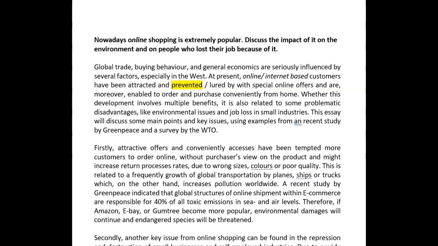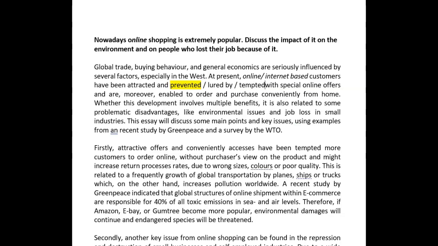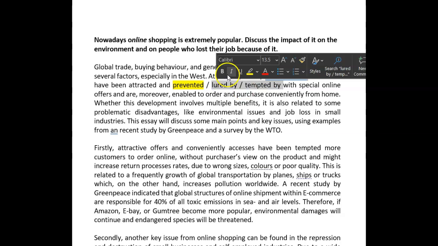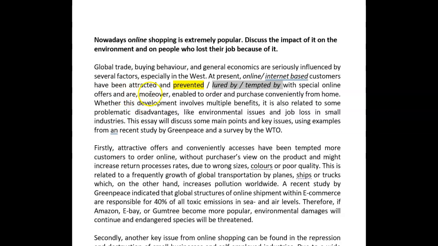If I'm lured, I'm tempted. You don't hear it often, but it's just perfect for this. Lured by or tempted by, actually. "With" is okay, but "by" would probably be a bit more natural. Lured by or tempted by special online offers, and moreover, enabled. Good. Yeah, lovely.